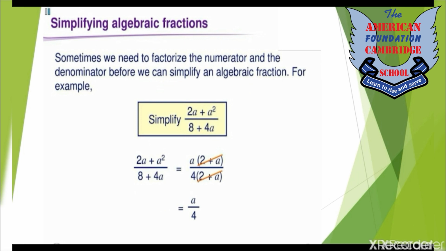In some cases, you need to factorize the numerator and the denominator before you can simplify the algebraic fraction. Here you can see another example, simplify 2a plus a square upon 8 plus 4a. In the numerator, extract the common factor a. You will have 2 plus a in the bracket. And from the denominator, extract the common factor 4 and you will have 2 plus a again in the bracket. You can cancel out 2 plus a and you will have a upon 4 as your final answer.